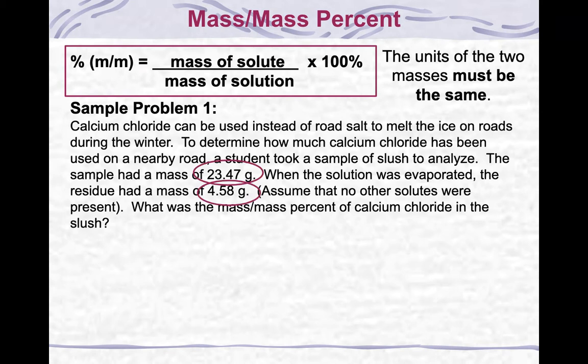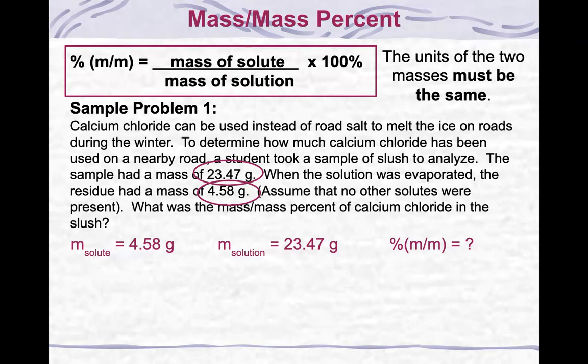So we've got those two masses in the question, right? The 4.58 is the mass of the solute, and the 23.47 grams is the mass of the solution, and we're going to calculate the mass percent. Checking the units, are they the same? Yes, they are, so we can go ahead with the calculation.